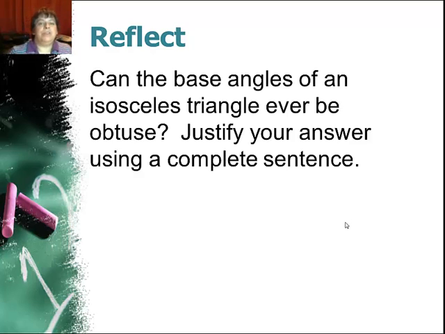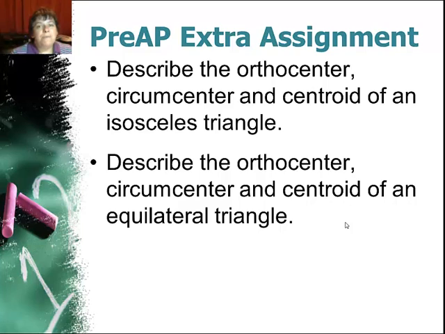So, on reflection, can the base angles of an isosceles triangle ever be obtuse? Now remember, you always have two base angles. Does it make sense that you could have two base angles more than 90 degrees? So justify your answer using a complete sentence in your notes. And for my pre-AP kiddos, I would like you to describe the orthocenter, the circumcenter, and the centroid for an isosceles triangle, and also for an equilateral triangle. You can just write that in your journal.